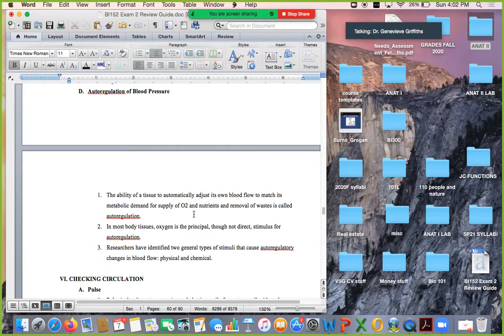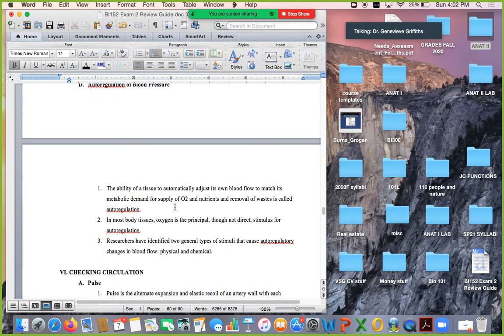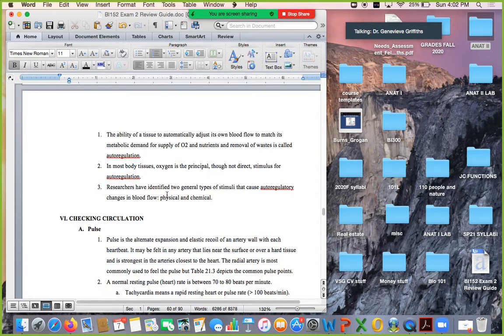And blood pressure is under autoregulation, which is important because we want to make sure that the tissues get the amount of blood that they need. So the tissue is able to adjust the amount of blood flow to match metabolic demand so that the supply of O2 and nutrients is going to meet the needs of the tissue. That's called autoregulation. And the stimulus of autoregulation is going to be the concentration of oxygen in those tissues.